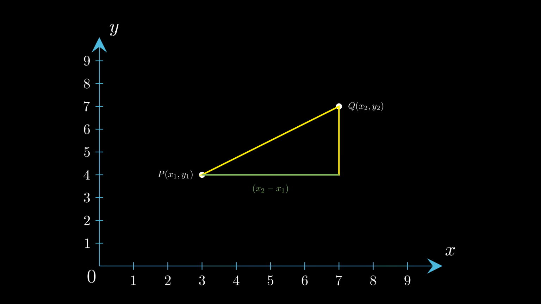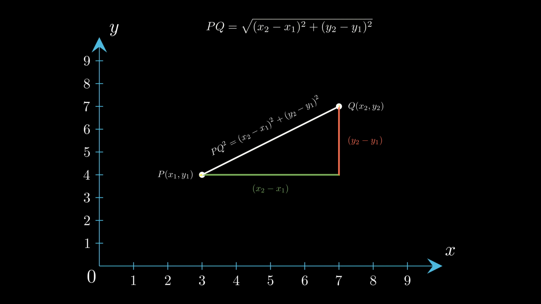The length of the horizontal leg is x2 minus x1 and the length of the vertical leg is y2 minus y1. According to the Pythagorean theorem, PQ squared is equal to the sum of the squares of the lengths of the other two sides. Now, by taking the square root of both sides, we get the distance formula.